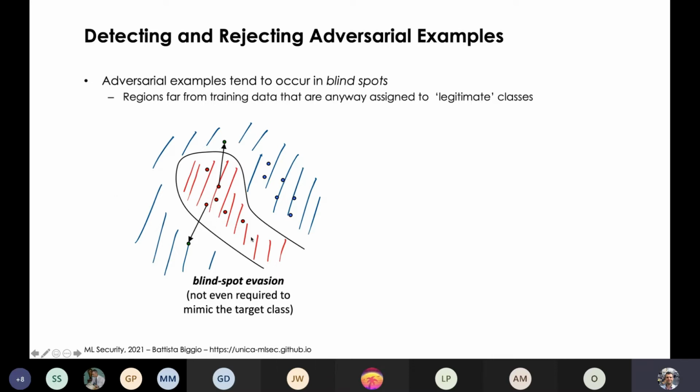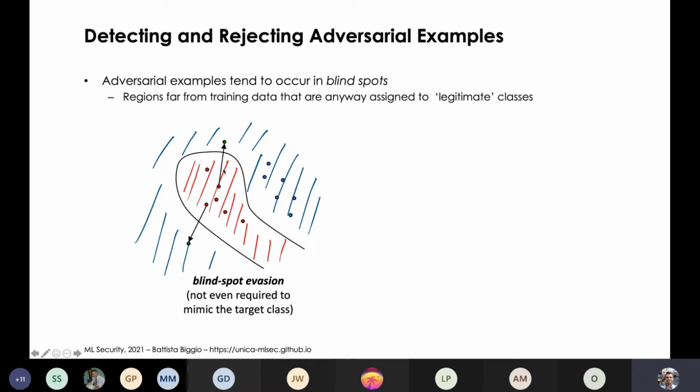So now what happens with attacks? Let's say I take the red class and I generate some attacks. Some attacks get more or less closer to the blue points. Some others end up in regions which are far from everything. And this is what is typically called blind spot evasion. So these adversarial examples tend to occur in regions of the space which are not very densely populated by other points. And this, of course, can be a problem.